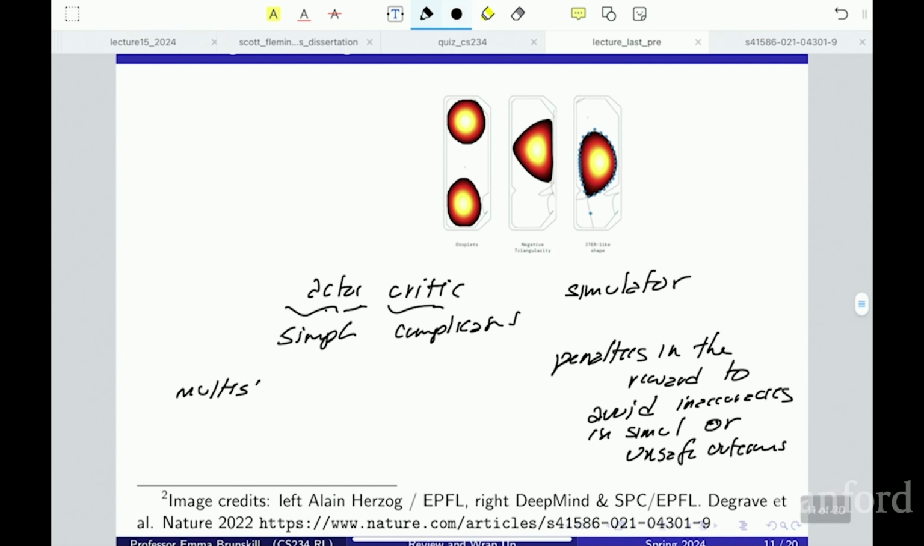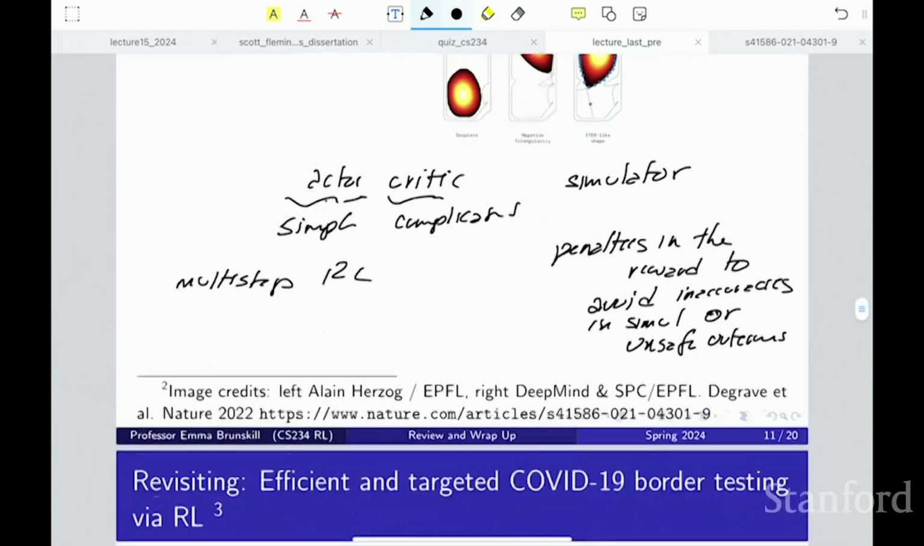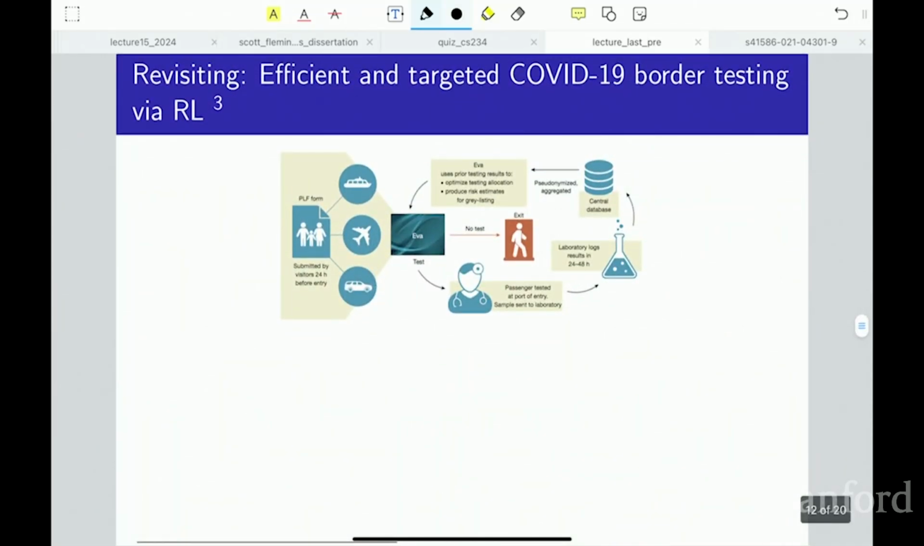All right, the third one was efficient and targeted COVID-19 border testing by RL. I should have also mentioned, the plasma problem is also a multi-step RL problem. Absolutely the controls you're doing affect the next state, and that's the whole point, and then you want to manipulate the plasma into a particular location. So it's definitely a multi-step system. This one is thinking about how to do efficient and targeted COVID-19 border testing. And even though it's via RL, it really is a bandit problem in this case. So it's a repeated bandit problem. It's a batch bandit with delayed outcomes.